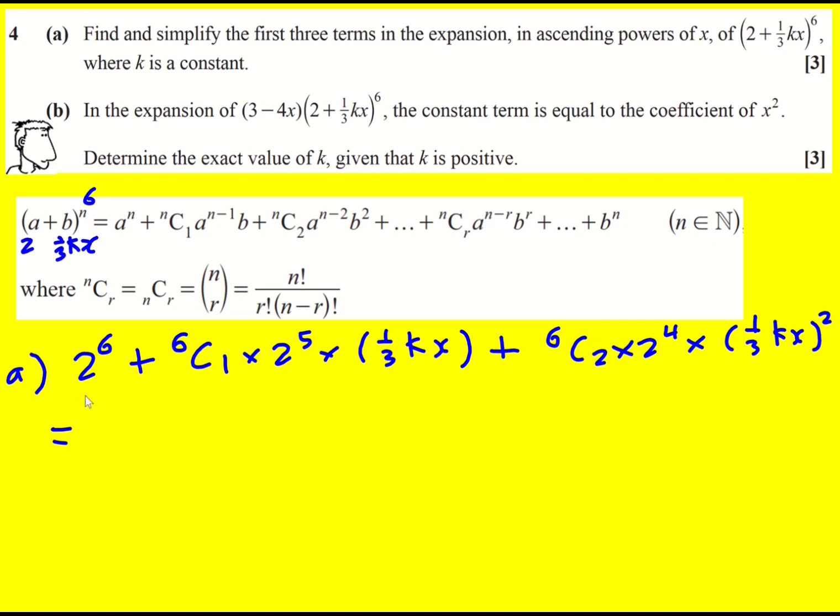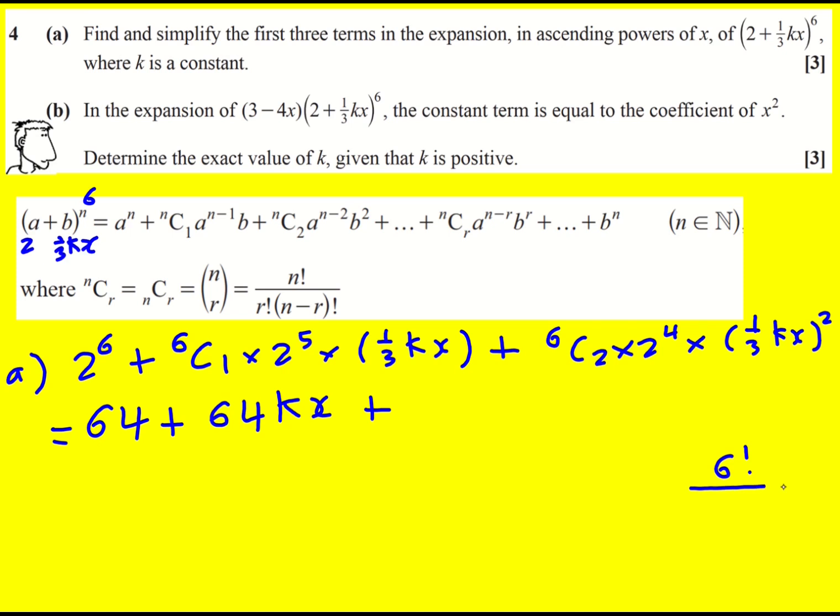So you can put these things in your calculator. 2 to the power 6 is 64. 6c1 is actually 6. Times that by 2 to the 5 and divide by 3, you actually get 64 again. So 64kx. And then 6c2. Do you know what? It's worth being aware of doing this by hand. So I'm going to show you.